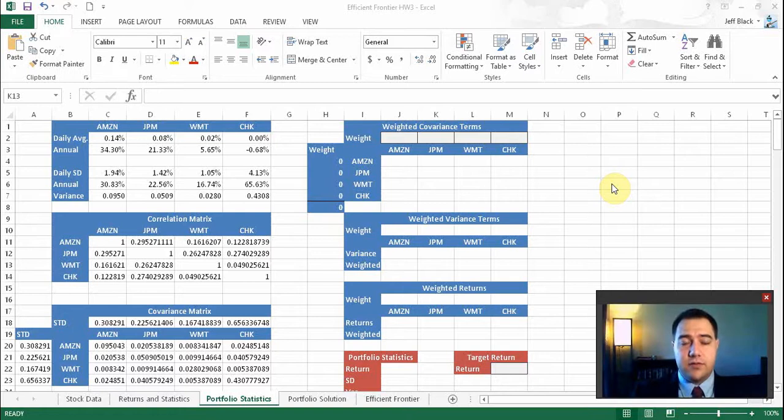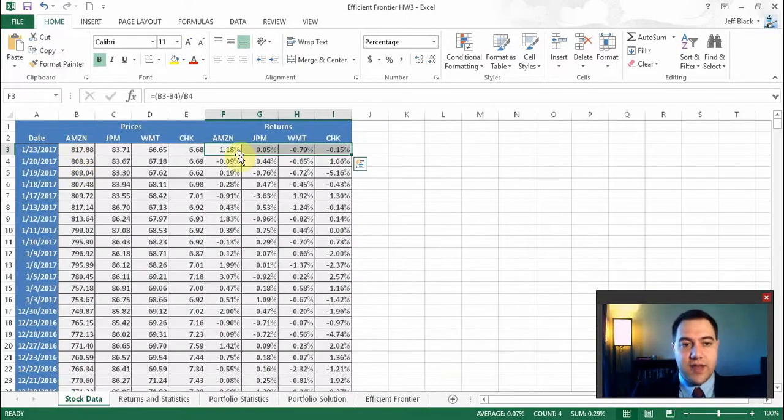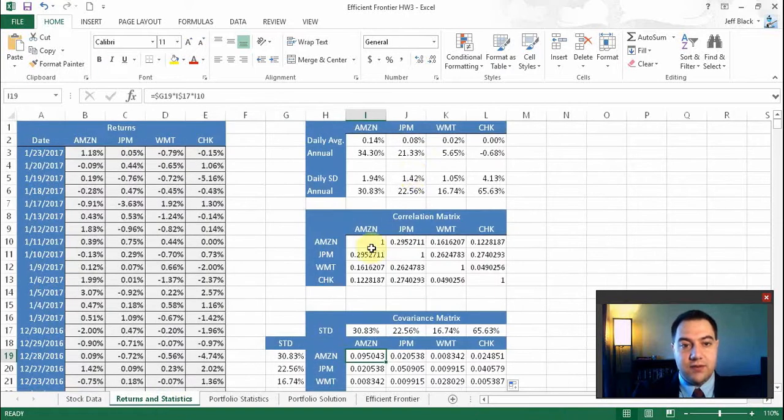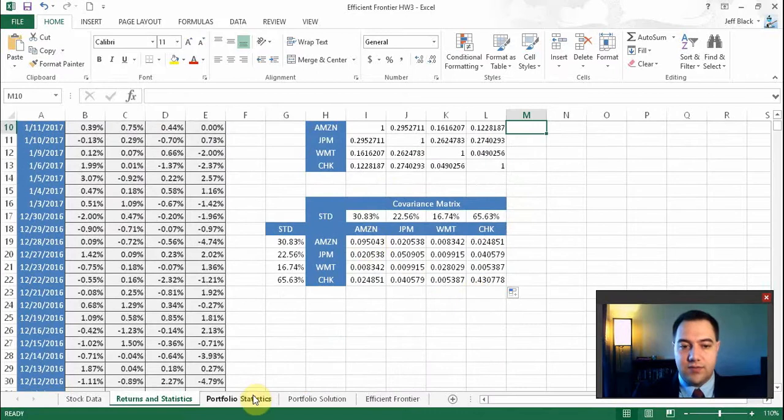Welcome back to phase 3 of the Efficient Frontier project in Excel. So far we've pulled the data from Yahoo Finance. We've calculated the returns for 4 different stocks over the last 5 years. We then used those returns to calculate the average return and daily standard deviation, annualized those two figures, and calculated the correlation of the 4 stocks and the covariance of the 4 stocks.